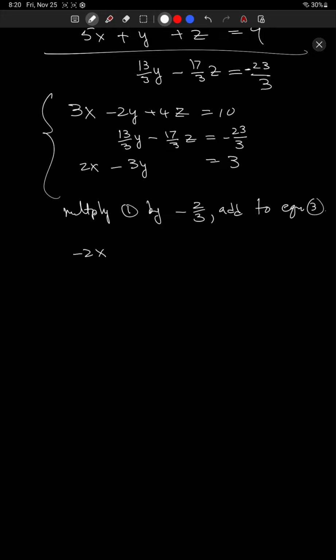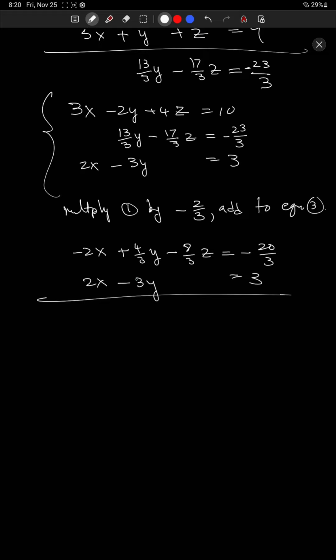We end up with minus 2x plus 4/3 y minus 8/3 z equals minus 20 over 3. Equation 3 was 2x minus 3y equals 3. When I add them, the first terms cancel, and that's the whole point, again, of multiplying by this specific number, minus 2/3. And let's see, when I subtract them, I get minus 5/3 y. When I add them, 8/3 z equals minus 11 over 3.